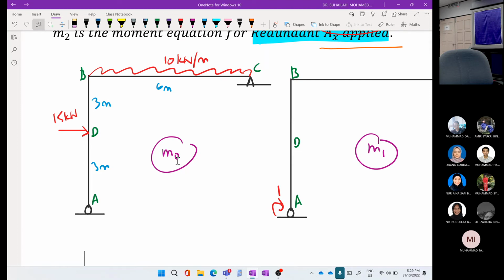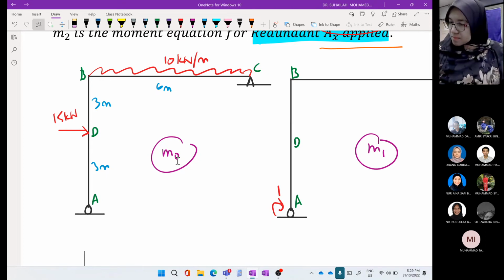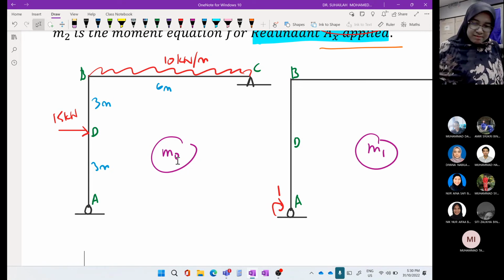Do you get the same reaction? Yang online, what do you get for the reaction in primary frame? What do you get? AY, CX, CY. What do you get? Lambat you siapkan, lambat balik. Cepat. Saya pun nak balik cepat.